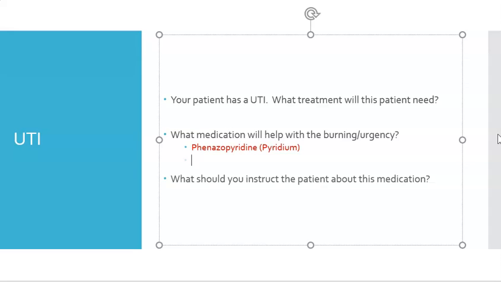Make sure that you're teaching your patients that this can stain clothing. So with the ladies, I tell them to wear a maxi pad because it will stain their underwear. No matter how much you clean the area, it's going to stain. So make sure that you let them know that.